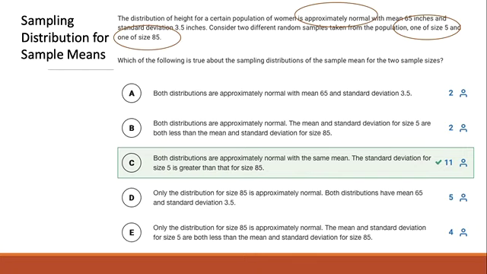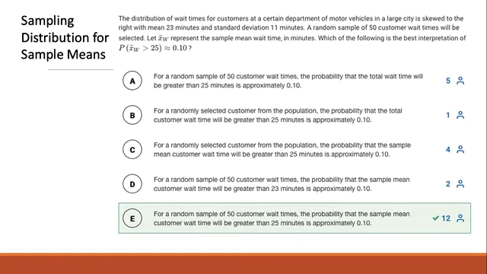And the standard deviation for samples of size 5 is going to be larger. The standard deviation for a sample of size 85, that's going to be smaller because you're dividing by the square root of 85. Next question.